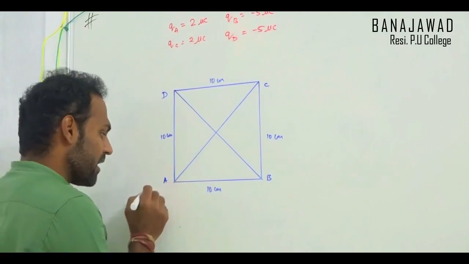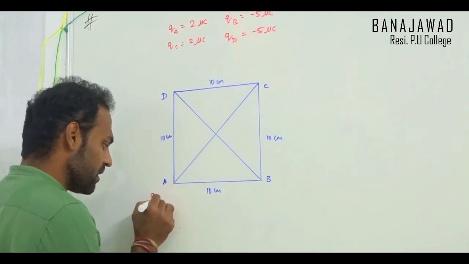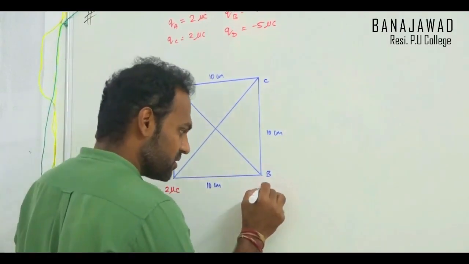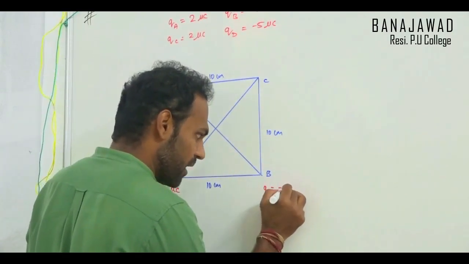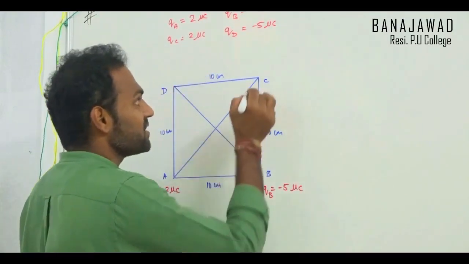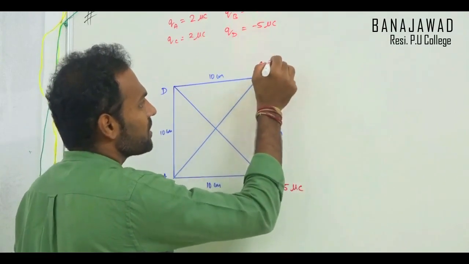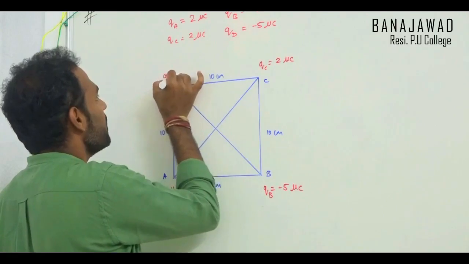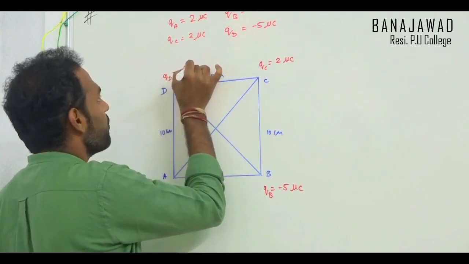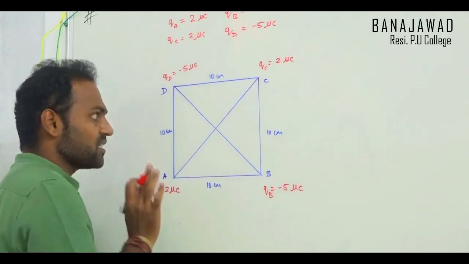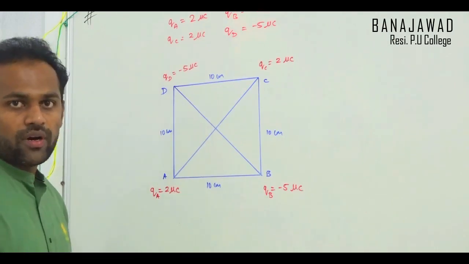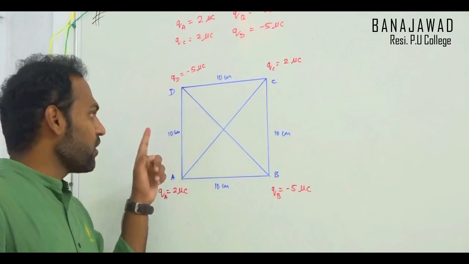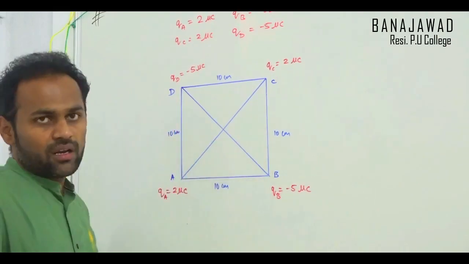Okay. So at A, QA is equal to 2 microcoulomb. At B, QB is equal to minus 5 microcoulomb. At C, QC is equal to plus 2 microcoulomb. At D, QD is equal to minus 5 microcoulomb. So these are the 4 charges placed at the 4 corners of a square whose name is ABCD, and the sides of the square are 10 centimeter each.